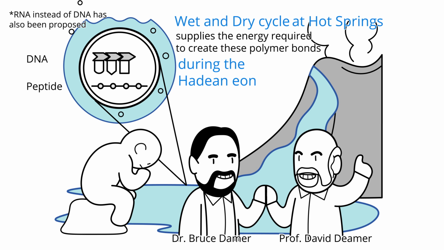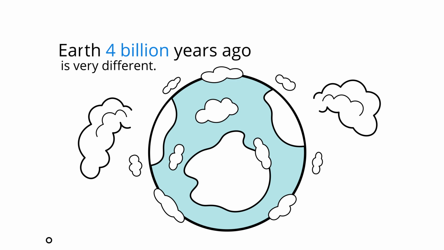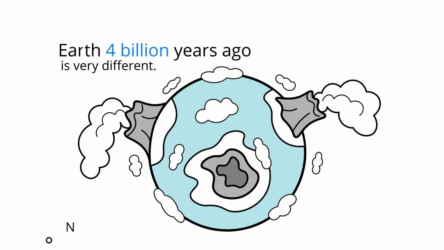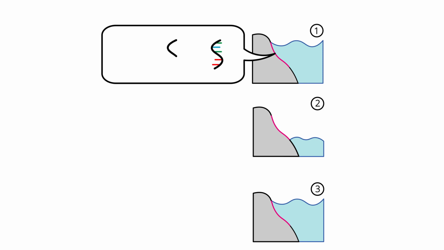Keep in mind that Earth, 4 billion years ago, is very much unlike Earth today. The continents had not yet formed, and any dry land that existed probably came in the form of volcanic islands, like Hawaii is today. The hot springs constantly alternate between wet and dry, supplying the energy required for peptide and DNA bonds to form.